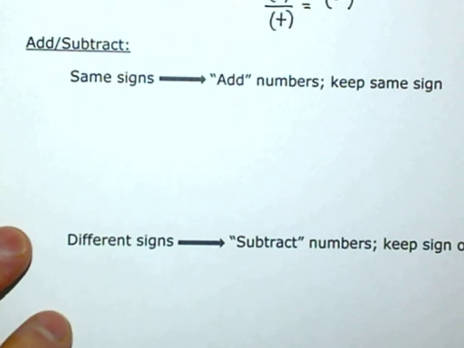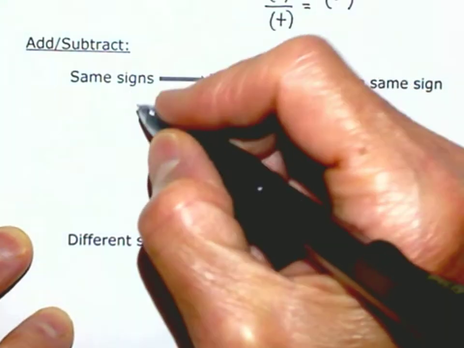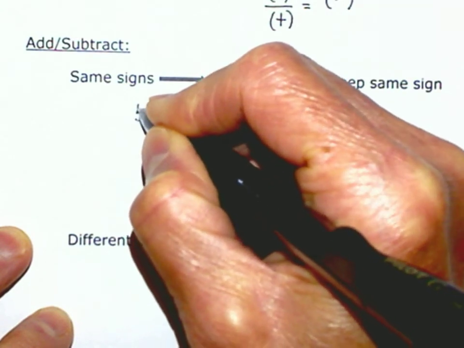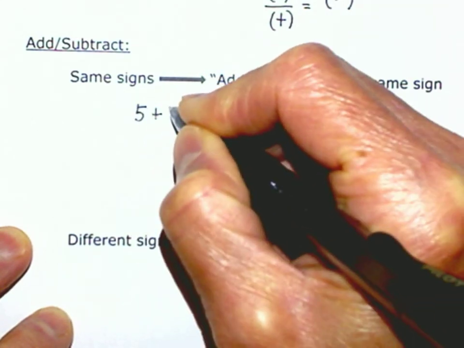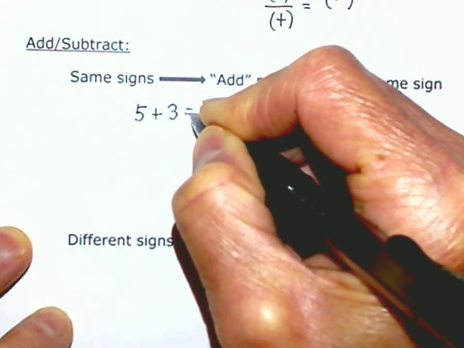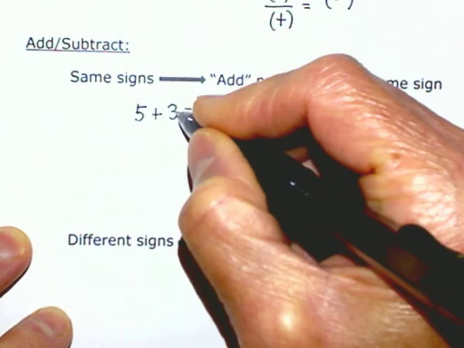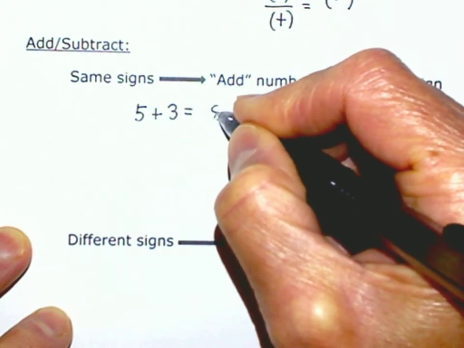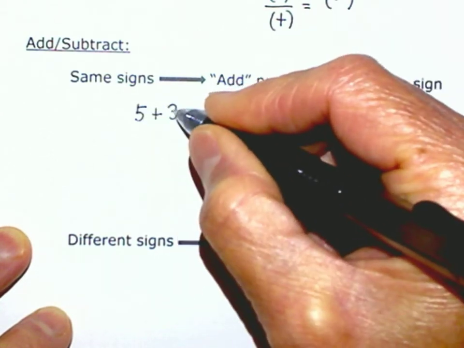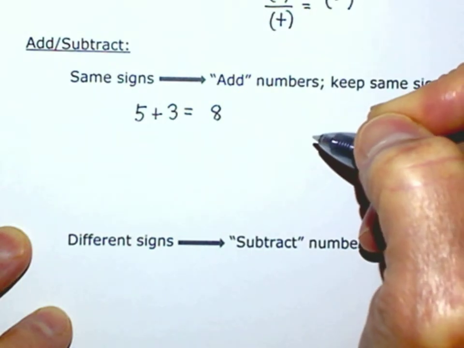If the signs on the numbers are the same, we simply ignore the signs for a minute and add the numbers. On the final answer, we keep the same sign that was on the original numbers. Let's look at an example. If we want to add a positive 5 to a positive 3, we will add the numbers 5 plus 3 and get 8. Both numbers are positive. Our answer is positive.